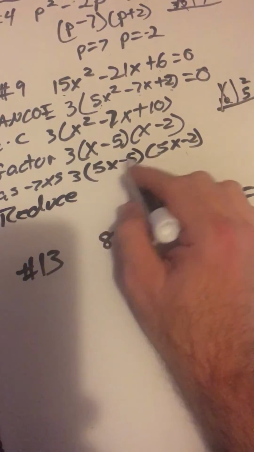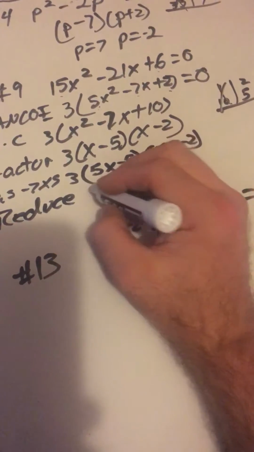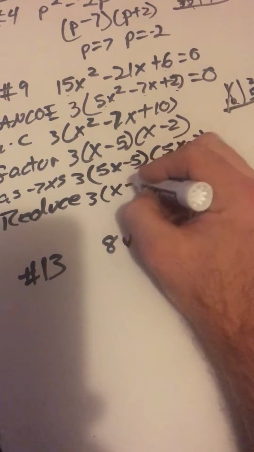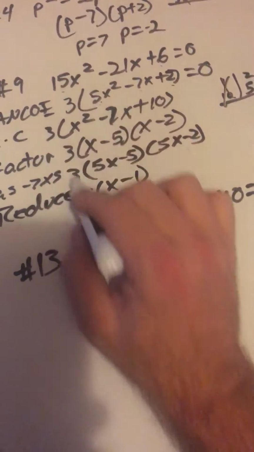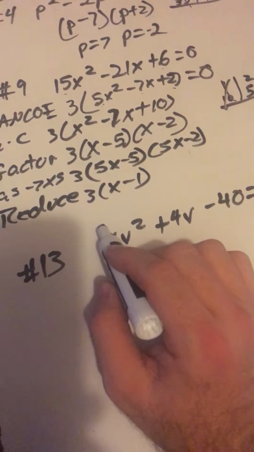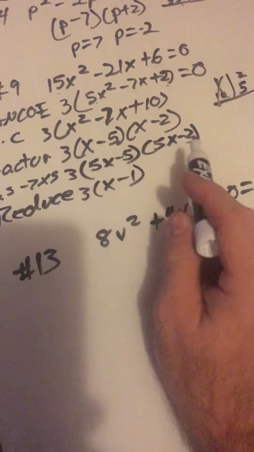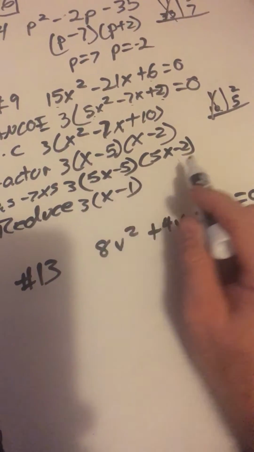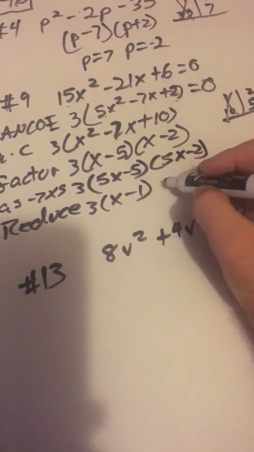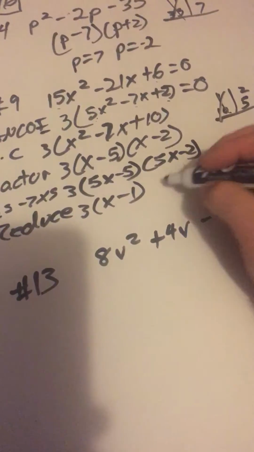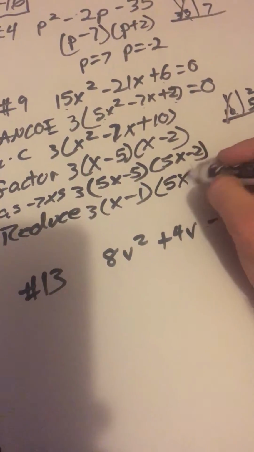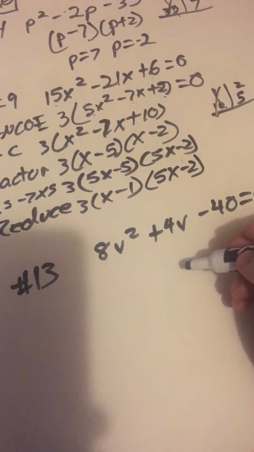In this case, we can. They both share a 5, so that's going to go to x minus 1. Now, I keep carrying this 3 all the way down, just to remind me that 3 is still in there. If we needed to, we'd have to multiply this by 3 to get back to our original problem. But to find our solutions, those aren't going to change.